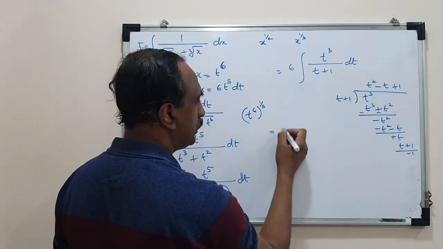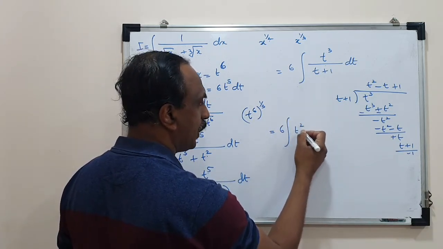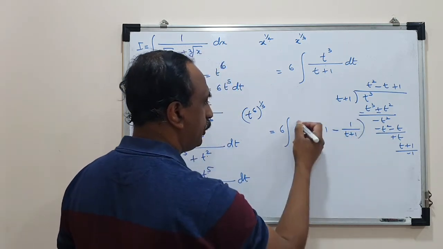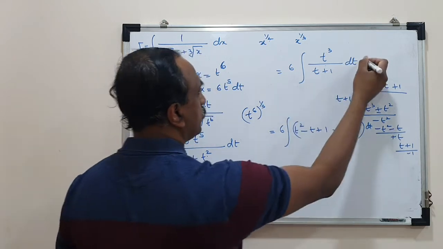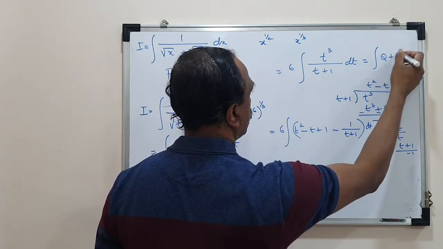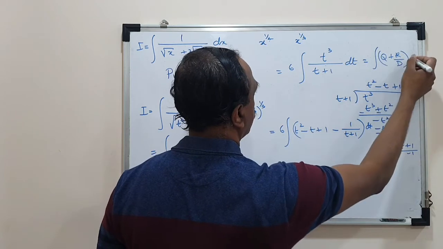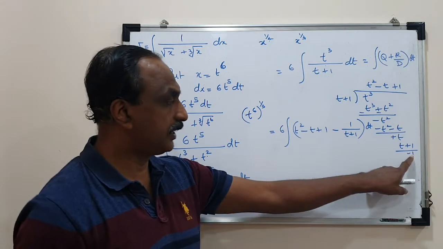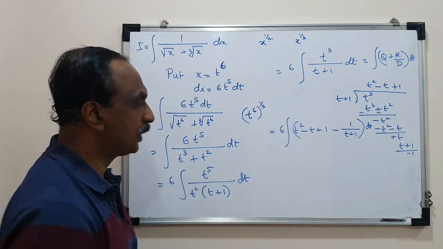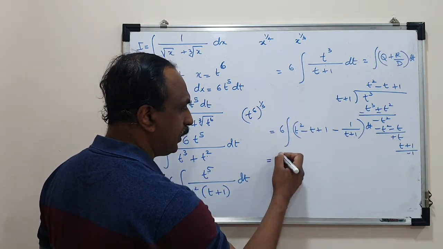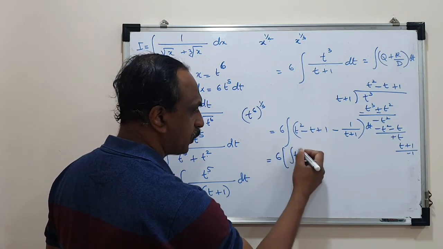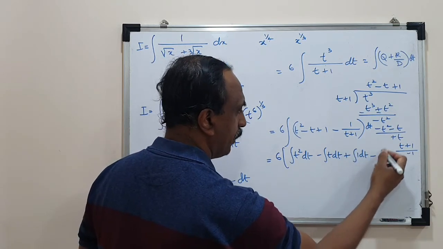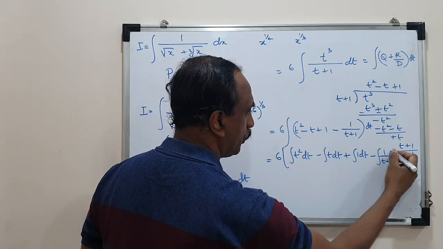So I can write this as 6 integral t square minus t plus 1 minus 1 upon t plus 1. What did I do there? I have expressed it as quotient plus remainder upon divisor. This is the method I have applied. So quotient is t square minus t plus 1, remainder is minus 1 and divisor is t plus 1. Now term by term I can integrate each one. 6 into integral t square dt minus integral t dt plus integral 1 dt minus integral 1 upon t plus 1 into dt.